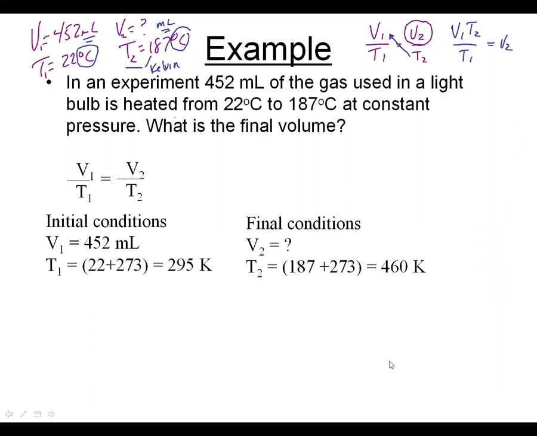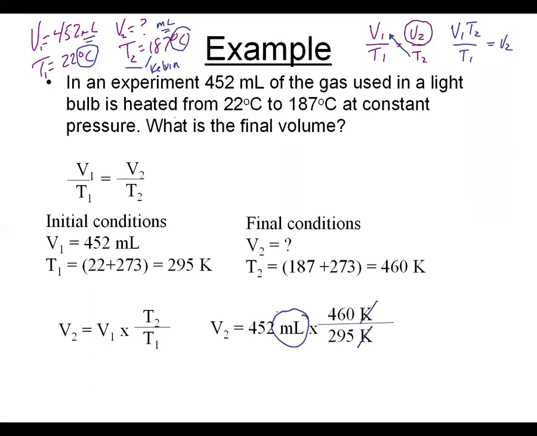At this point, again, the other thing sometimes people mess up on is putting everybody in the right spot. So labeling everything helps you with that, so you don't invert any of the temperatures or anything like that. So putting it into our equation here, we end up with our 460 on top. Again, our Kelvin is going to cancel, going to leave us with milliliters. So again, we're basically taking here our V1 times our T2 divided by our T1. And when we do that, we end up with 705 milliliters as our final volume.